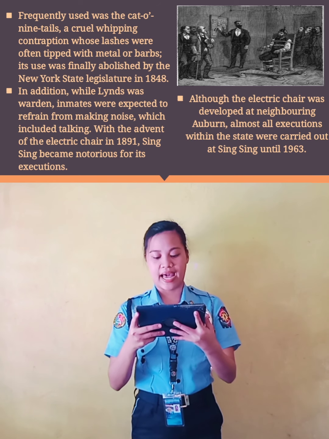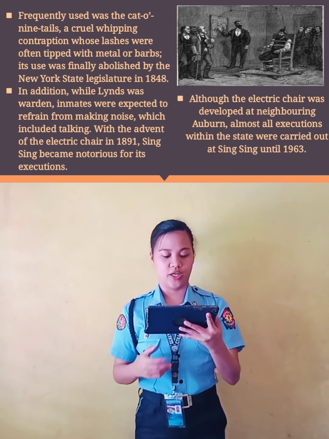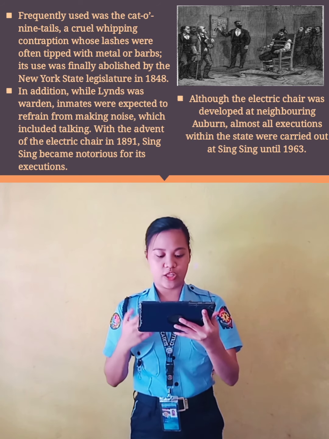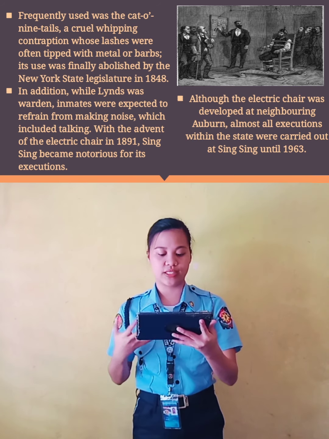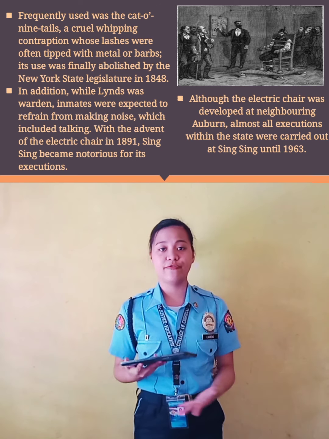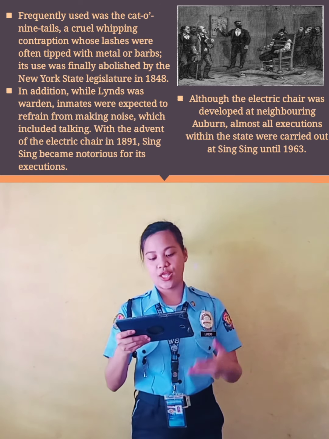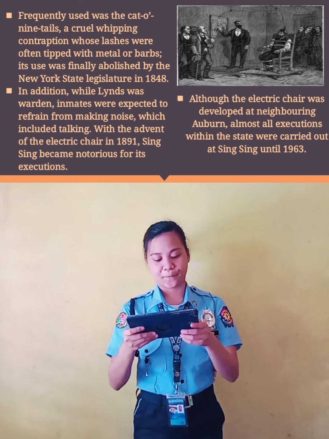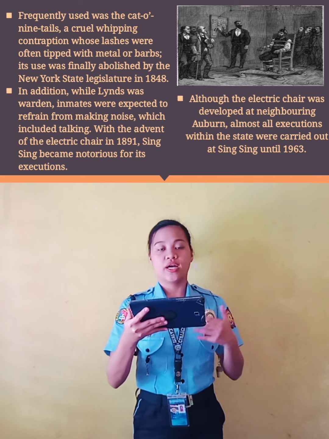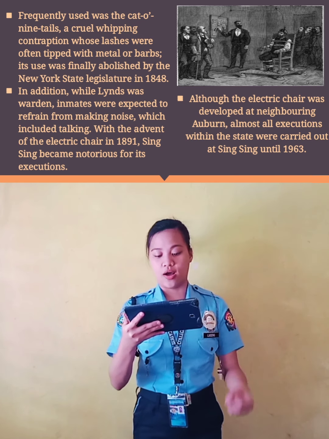Frequently used was the cat-o'-nine-tails, a cruel whipping contraption whose lashes were often tipped with metal or barbs. It was finally abolished by the New York State legislature in 1843. In addition, while Lynds was warden, inmates were expected to refrain from making noise, which included talking.